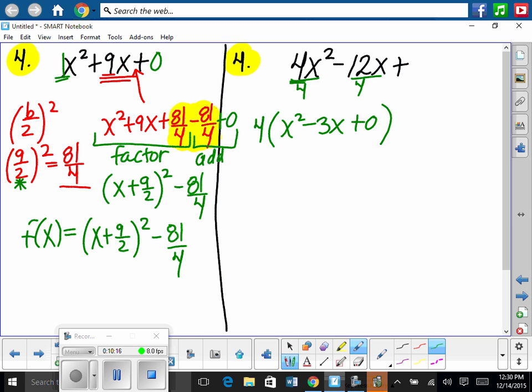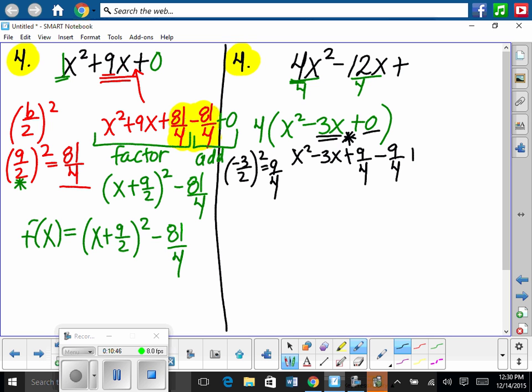So then from there, you take your B value, which is negative 3, and divide it by 2, squared. Once again, I'm not going to write that as a decimal, I'm going to write it as a fraction, and the fraction of that is 9/4. Now you insert that in after bx always, so it's going in right there. So we're going to have x squared minus 3x, and then we're going to add 9/4. But if you add 9/4, you've got to subtract 9/4, and then we still have our plus 0. Then from there, you group the first 3 terms, you group the last 2 terms, and these you factor.